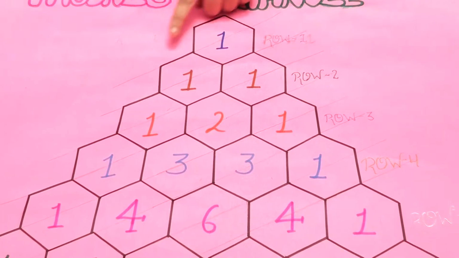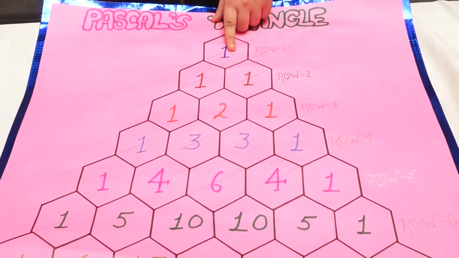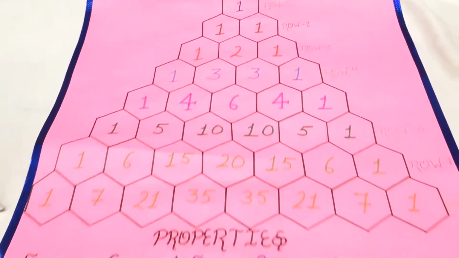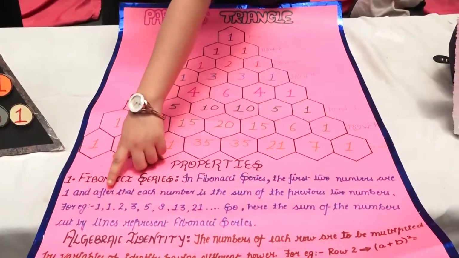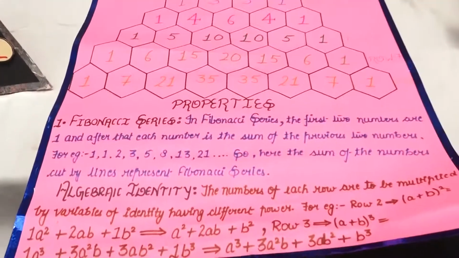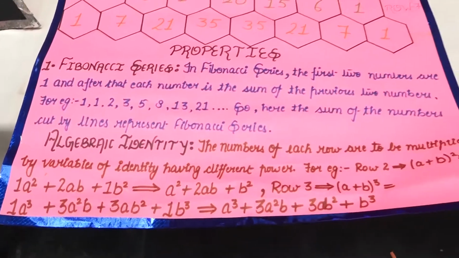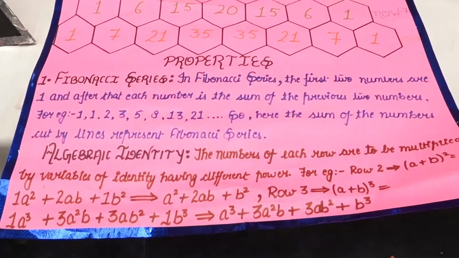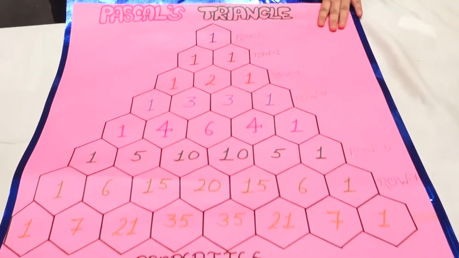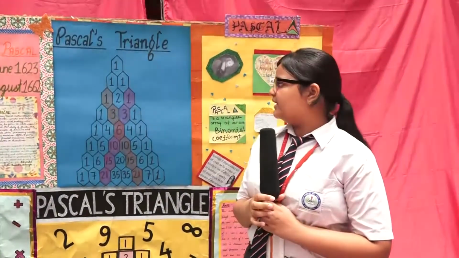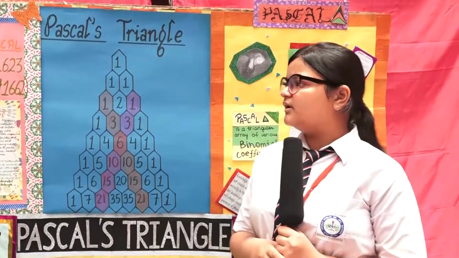For example, the first line cuts the number 1, which represents the first number of the Fibonacci series. The second line cuts the number 1, which represents the second number of the Fibonacci series. The third line cuts the numbers 1 plus 1, that is 2, which represents the third number of the Fibonacci series, and so on.